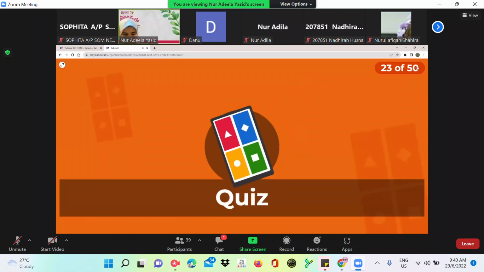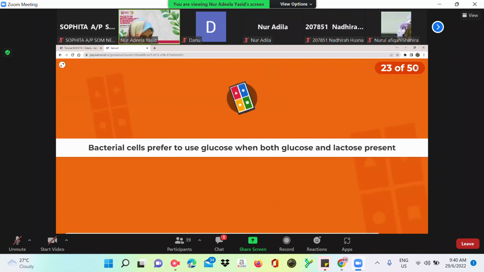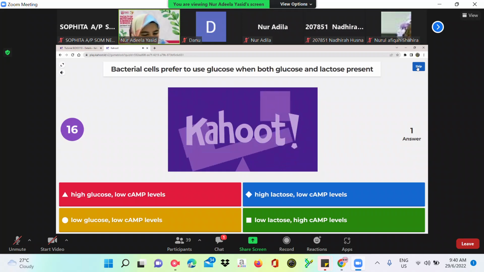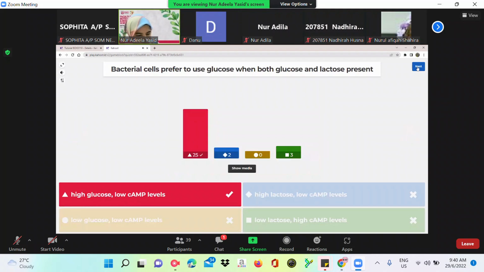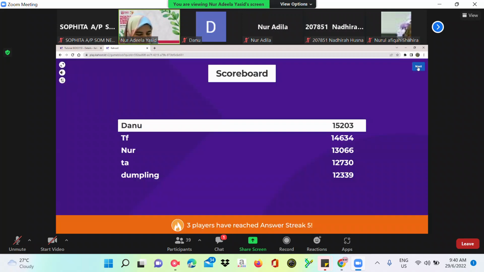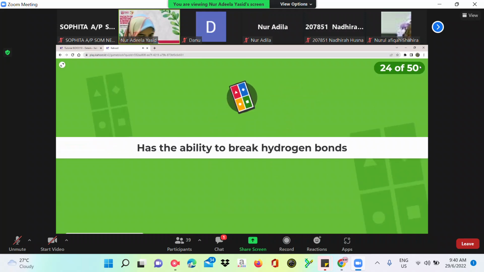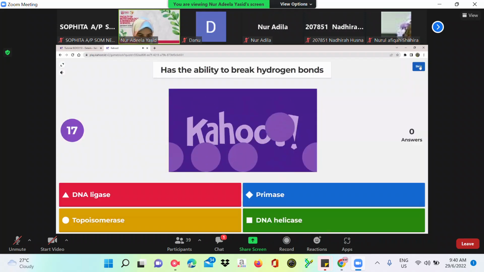Okay, you know the answer. So you understand what happens when bacterial cells prefer to use glucose when both glucose and lactose are present. In this case, will we activate or deactivate the cAMP levels? Okay. Easy peasy one.